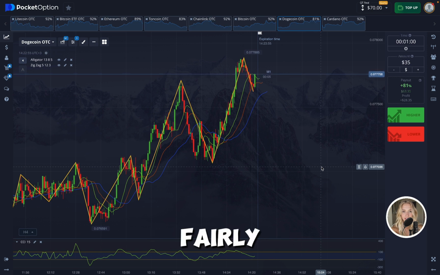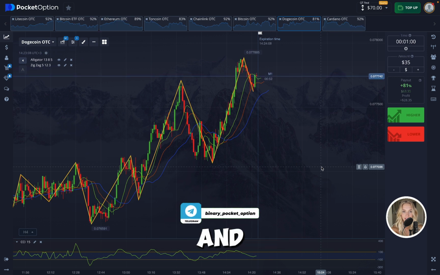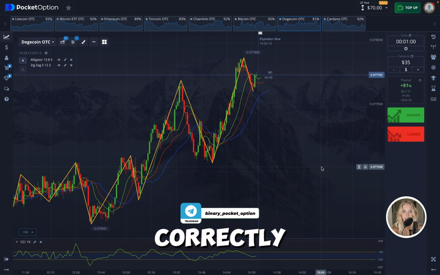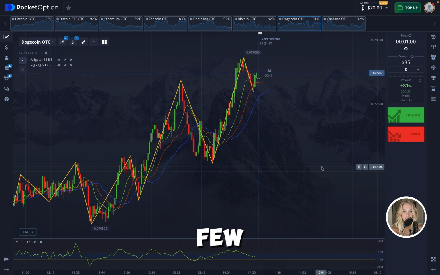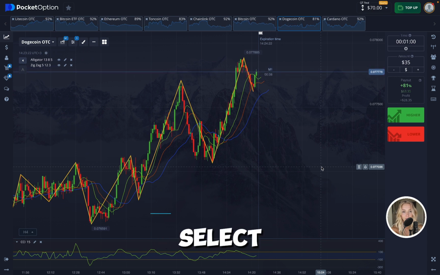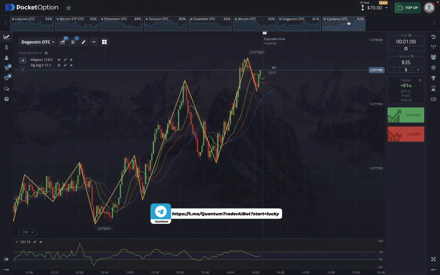Of course, this is a fairly simple strategy, and you can also use a fractal instead of a zigzag. I also recommend that, but today I will demonstrate this set of indicators to you, and in the course of my trading, I think you will understand how to use each trade correctly. And I will also try to explain in detail so that there are as few questions as possible. And actually, let's start trading and select the first asset for the most optimal entry into the transaction.